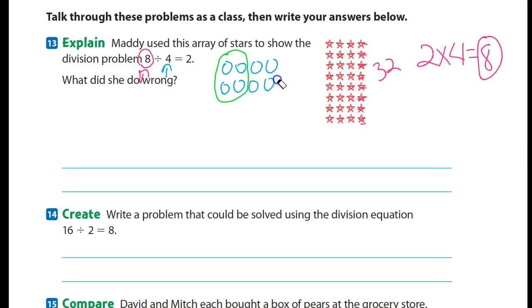Or they might be asking you this. They want you to make 4 groups, and how many in each group? 2. That would actually be 8 divided by 2 equals 4. That gives me 4 groups.